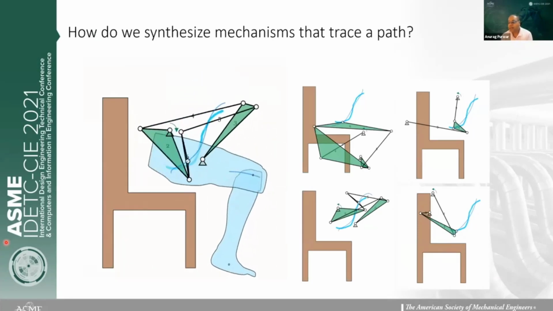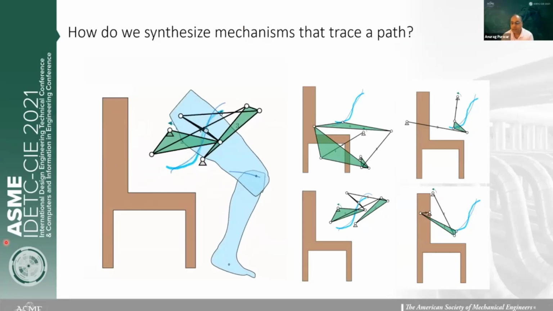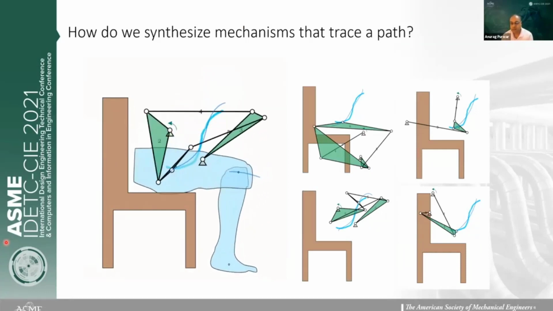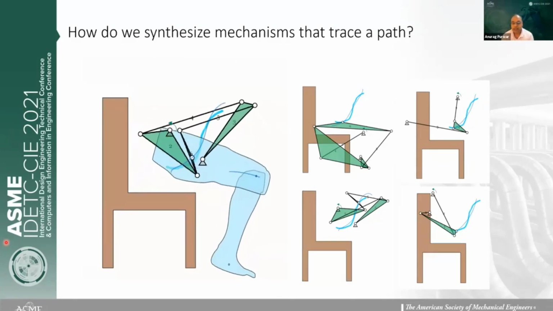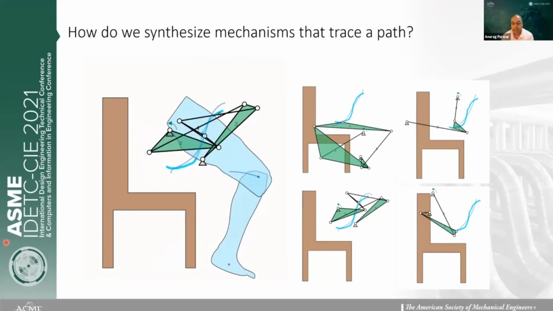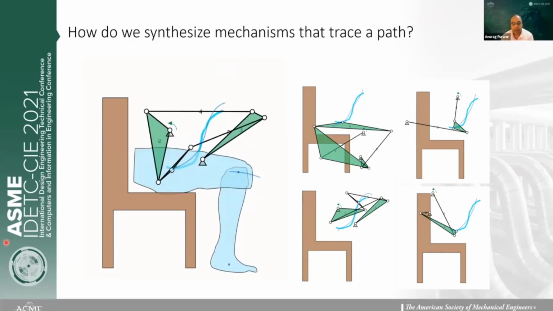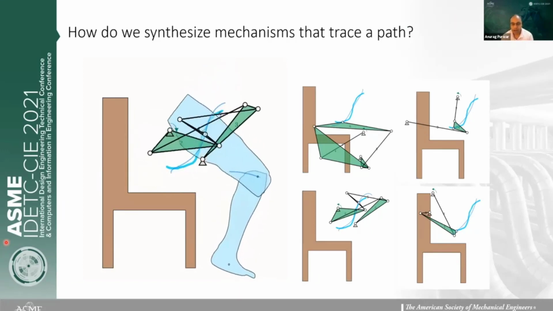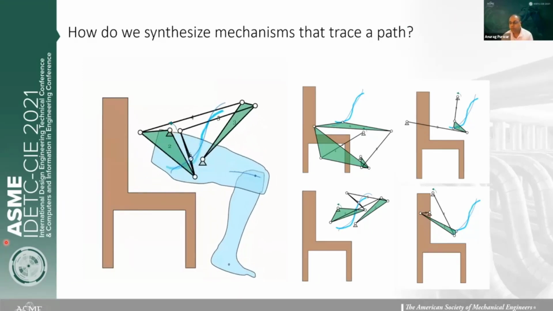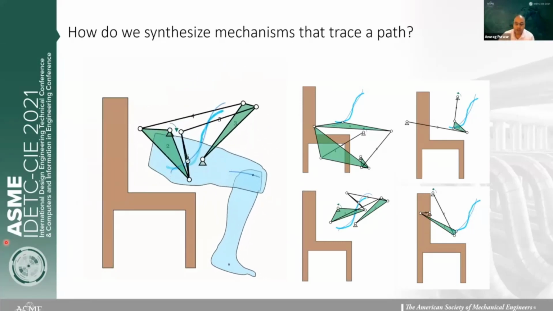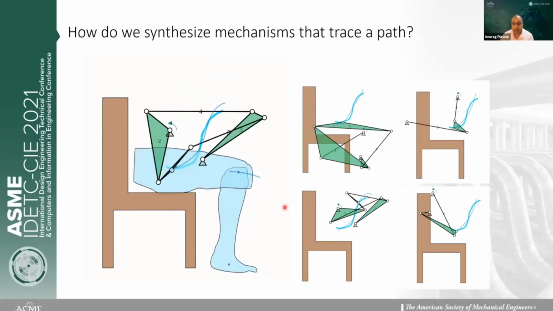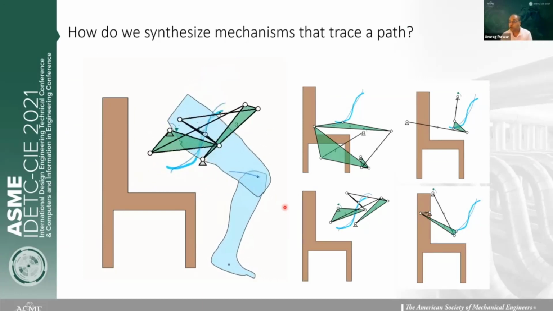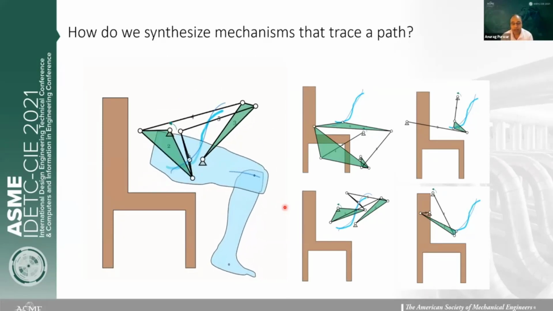So this is the big question: how do we synthesize mechanisms that trace a path? More precisely, how do we synthesize mechanisms where a particular link, one of the coupler links or the floating links, traces a certain path? What you're seeing here on the left in the cartoon is a sit-to-stand mechanism for helping somebody get up from a seated position. You can see two paths here, one that looks imprecise, and another one that looks like a perfect S-shaped path. These are the trajectories of the hip joint when you get up from a seated position and come down.